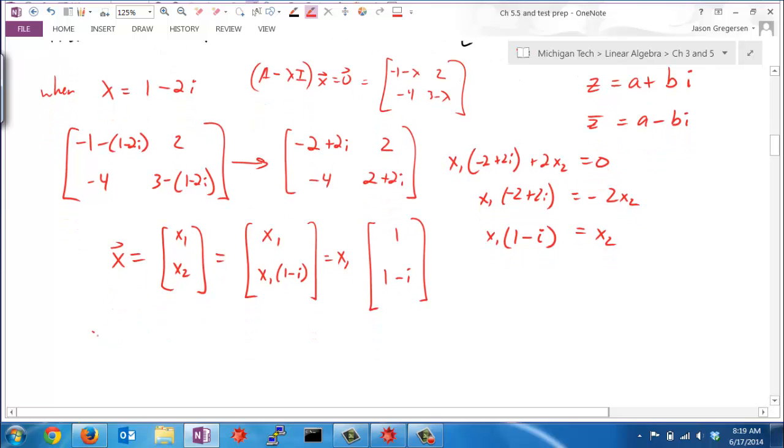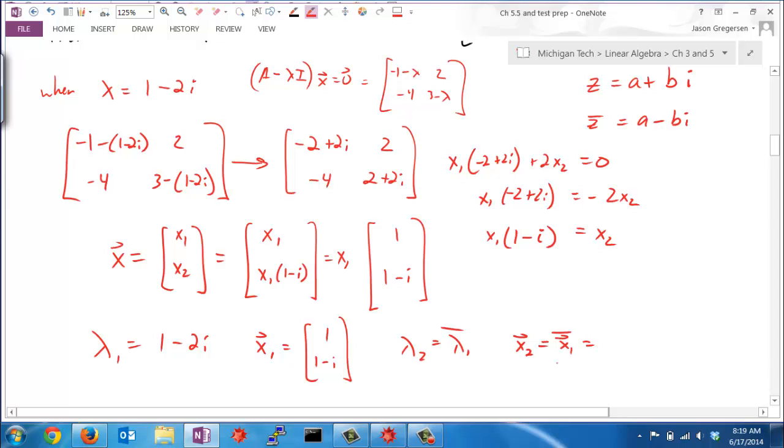Look at our lambdas. Look at our eigenvalues. We said it was 1 plus or minus 2i. Those are conjugates of each other. Right? I used 1 minus 2i, my first eigenvalue, to generate an eigenvector that was 1 minus i. It turns out when I use lambda 2, which is just the conjugate of lambda 1, the eigenvector that I'm going to generate is just going to be the conjugate of the first eigenvector.